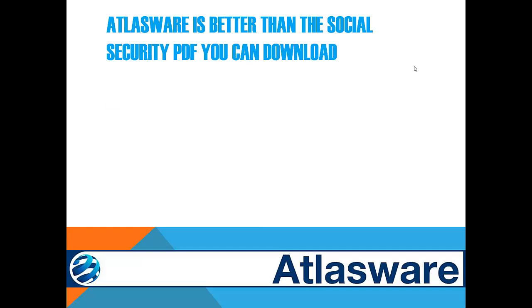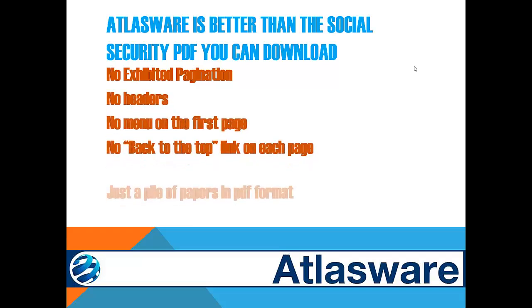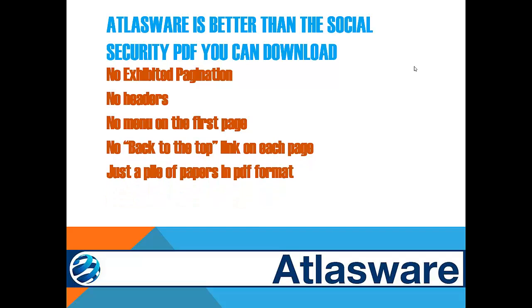You can now download a Social Security PDF. But Atlasware is way better than that too, because the Social Security PDF has no exhibited pagination, there's no headers, no menu on the first page, no back to the top link on each page. It's basically just a pile of papers in PDF format. But you already knew that.